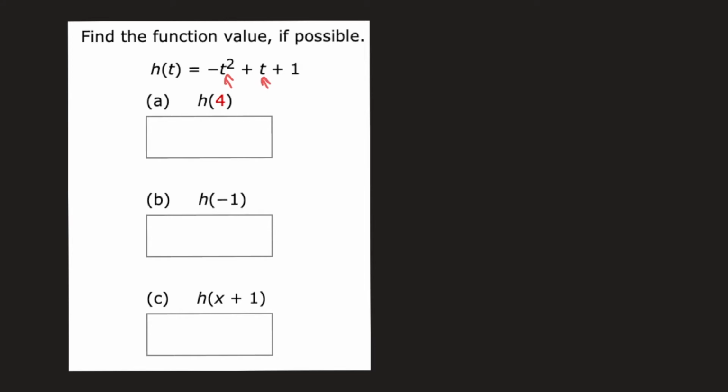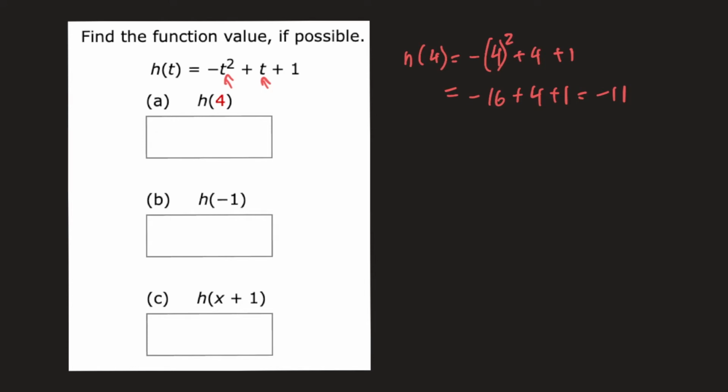So in this first one, I have to find h of 4. In other words, I'm going to plug in a 4 everywhere I see a t. So I have negative from the formula, 4 squared plus 4 plus 1. Now that 4 gets squared, but the negative does not. Therefore, I have negative from the formula, 4 squared is 16, plus 4 plus 1, which is negative 11.